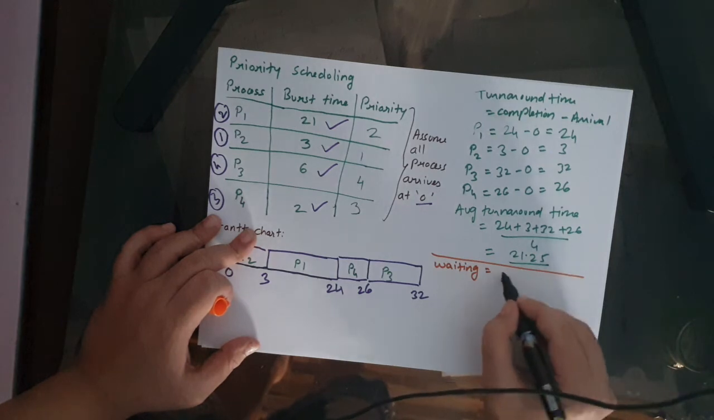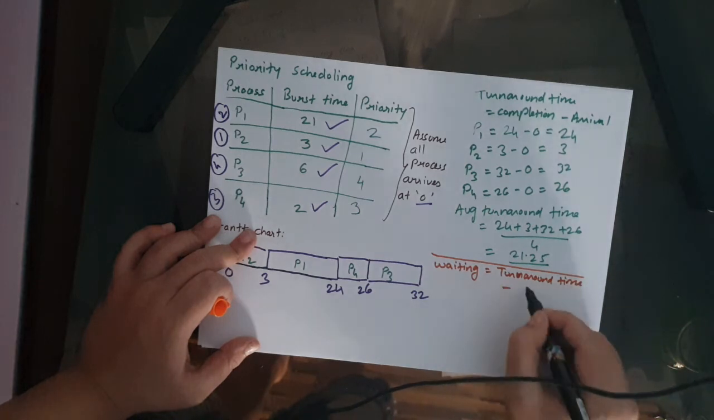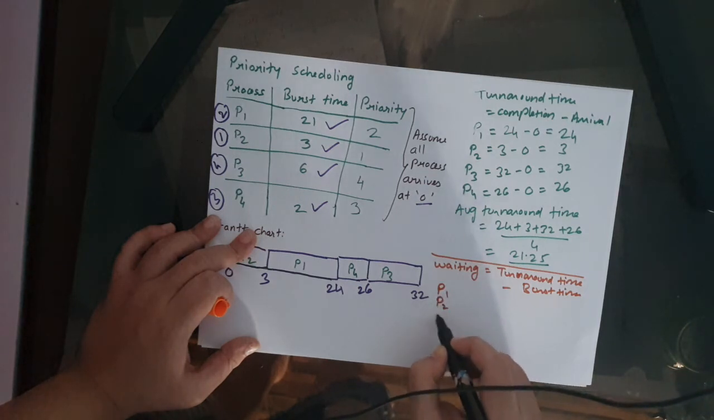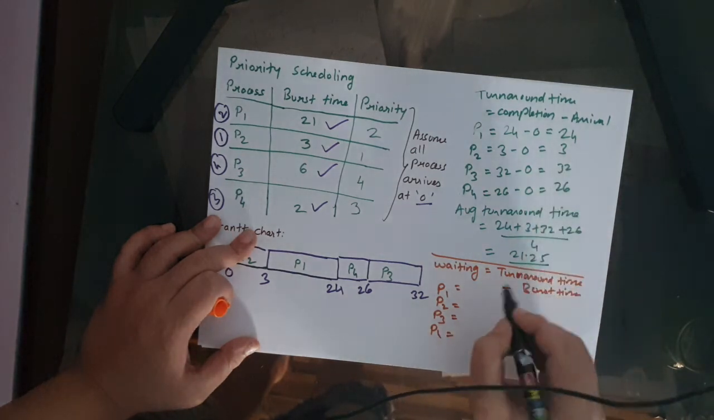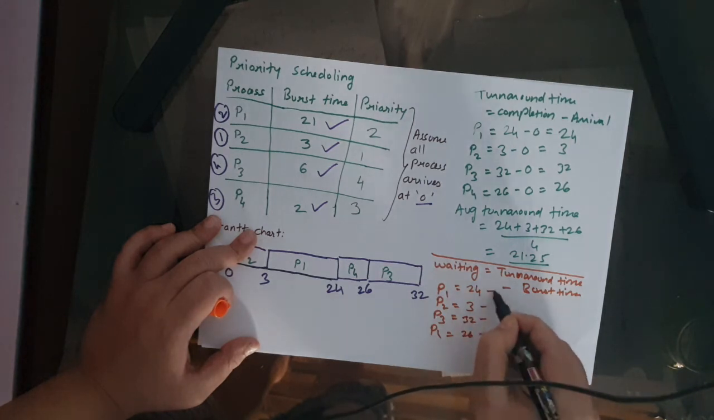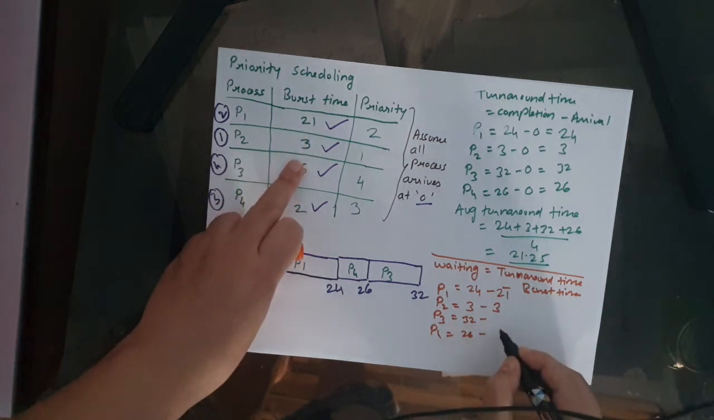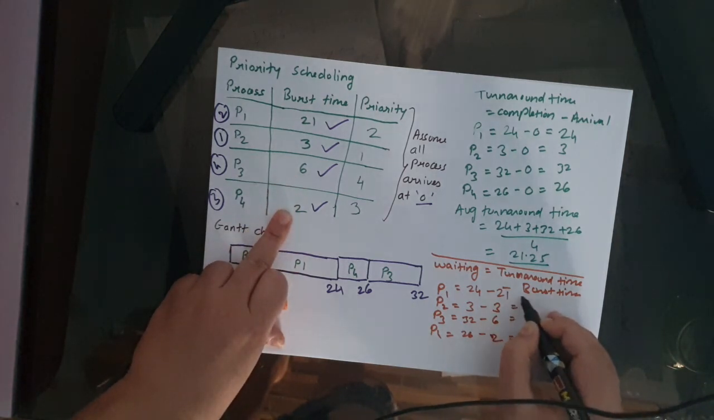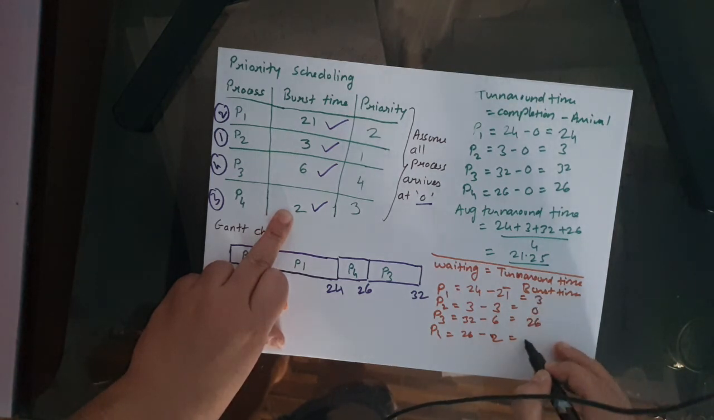which is nothing but turnaround time minus burst time. So here we go, P1, P2, P3, P4. So let's write the turnaround times minus the burst times. P1's burst time is 21, P2's is 3, 6 and 2. Let's find their values. It is 3, 0, 26 and 24.